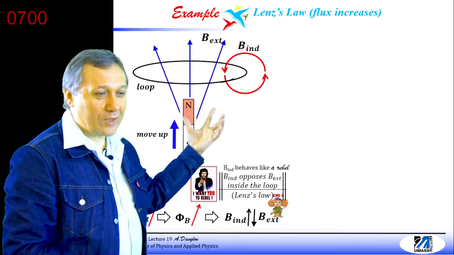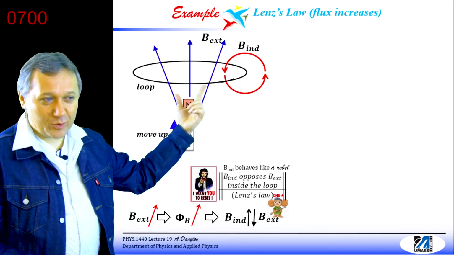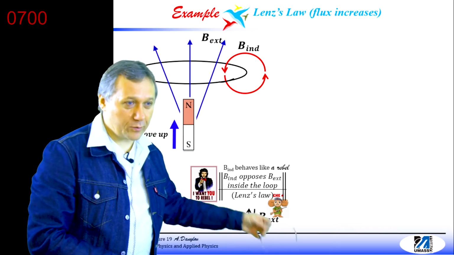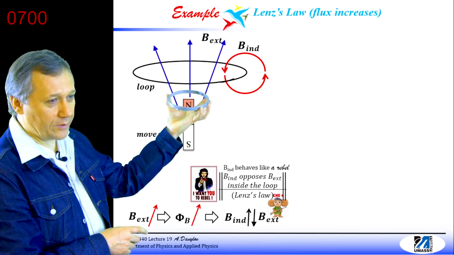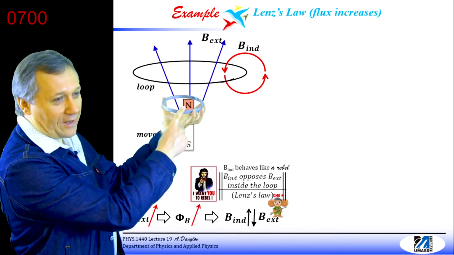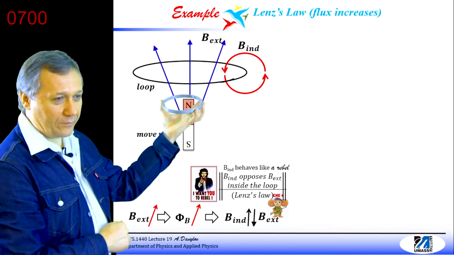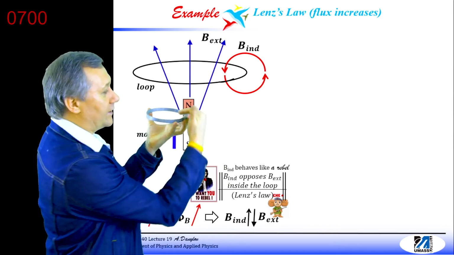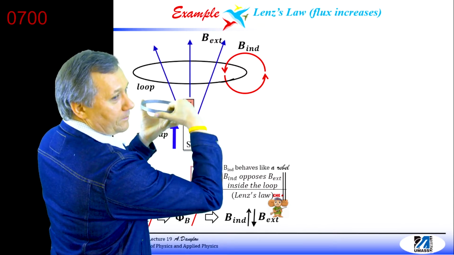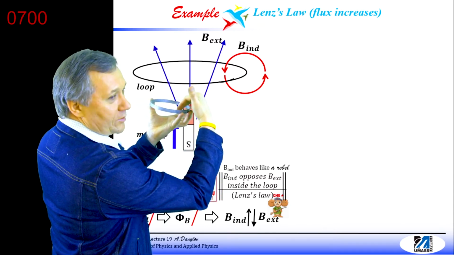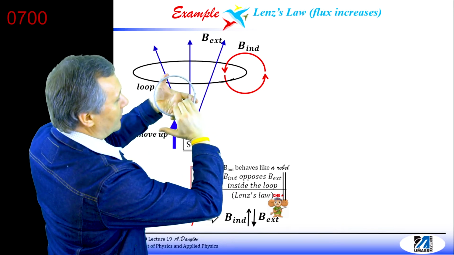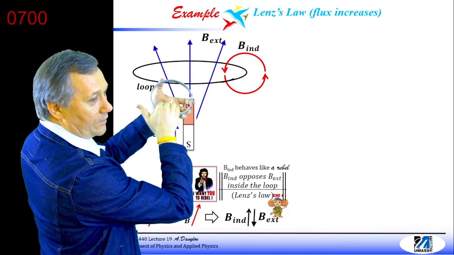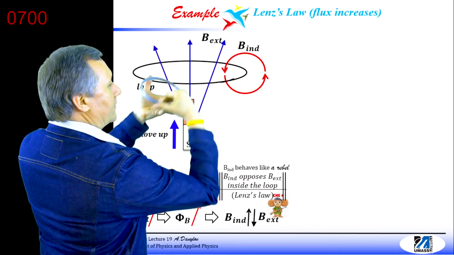Now, once we know the direction of the induced magnetic field, we can apply the right-hand rule to find the direction of the induced current. Let me use my loop. This side is closer to you, this side is farther away from you, and we see the direction of the induced magnetic field lines is like this. So I have to position my hand like this, and my outstretched thumb gives me the direction of the induced current.